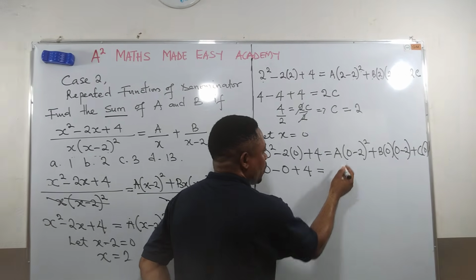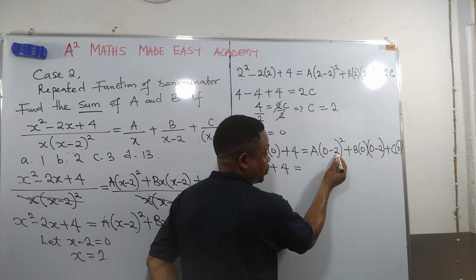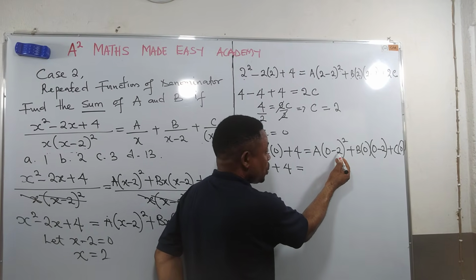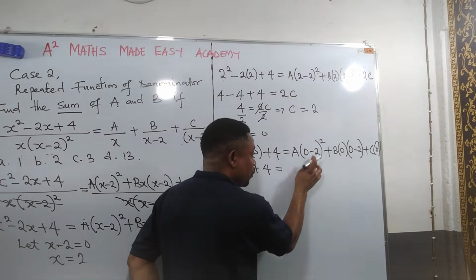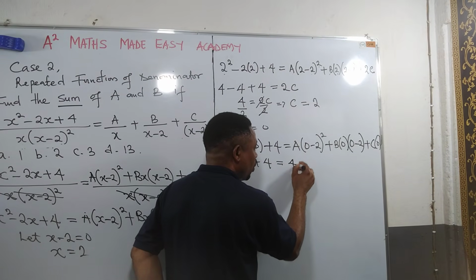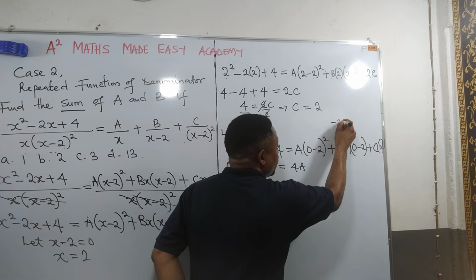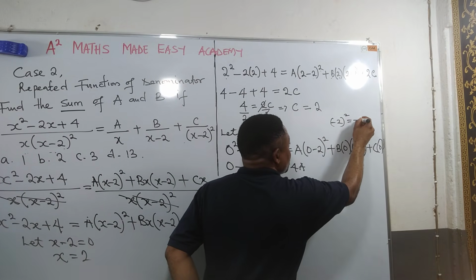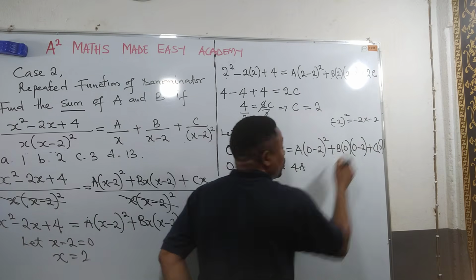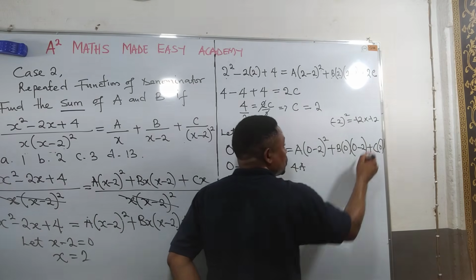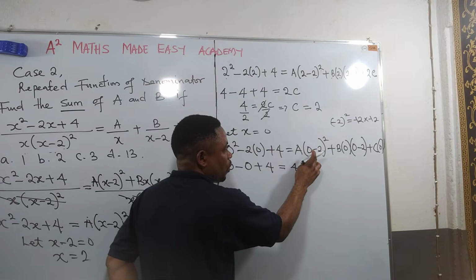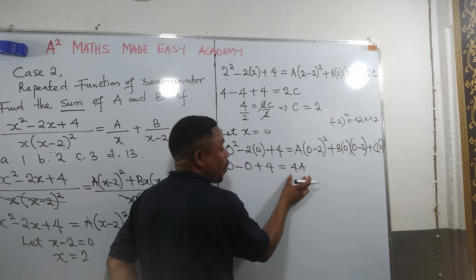Be careful here. Now observe this. 0 minus 2 will give you minus 2. And minus 2 squared will give you 4. 4 times a is 4a. I take it again. 0 minus 2 is minus 2. Then minus 2 all squared simply means minus 2 times another minus 2. Minus will cancel minus. 2 times 2 will give you 4. And 4 times a is 4a.